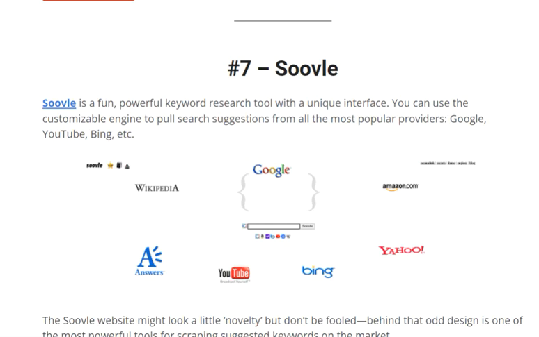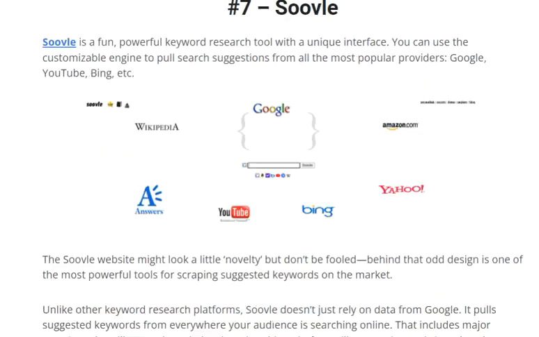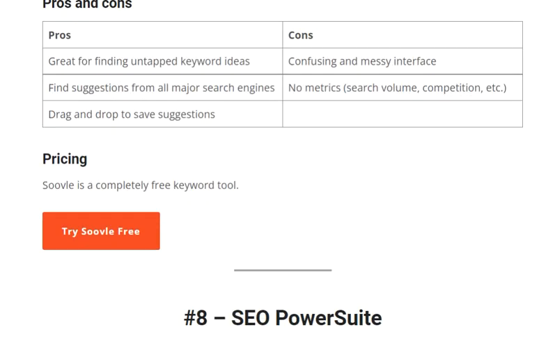The seventh tool is Soovle. Soovle is a fun, powerful keyword research tool with a unique interface. You can use a customizable engine to pull search suggestions from all the most popular providers: Google, YouTube, Bing, etc. Soovle is a completely free keyword tool.